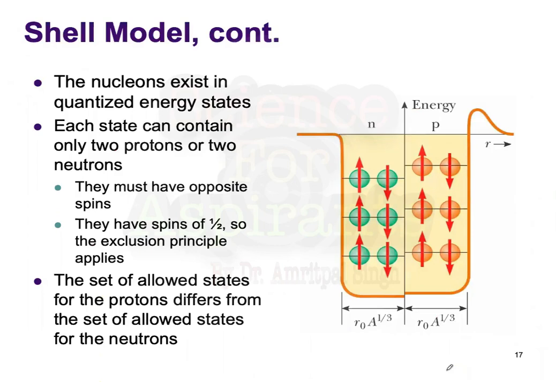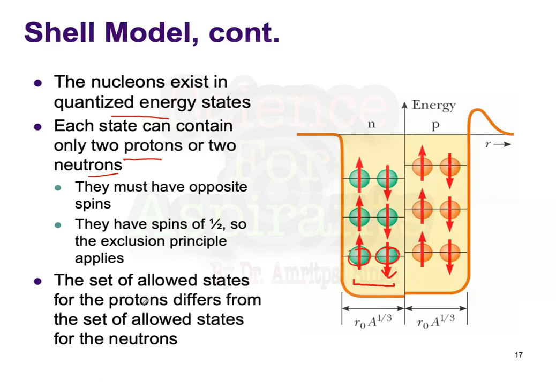Now, what are the major postulates of the nuclear shell model? The nucleons exist in quantized energy states. They exist in the form of pairs because they are fermions. So each state can have either 2 protons or 2 neutrons, and they must have opposite spins. In order to have a stable balance, they must be present with opposite spins. If one nucleon in the first state has up spin, then the nucleon that occupies it has anti-spin, in order to cancel the spin.